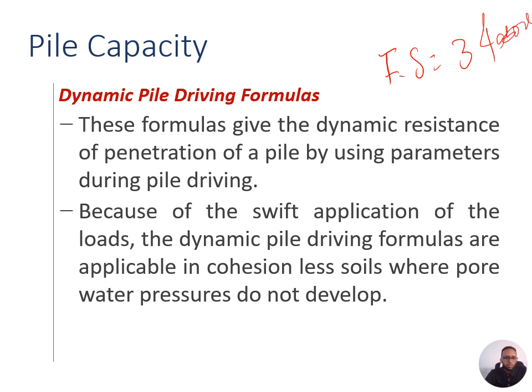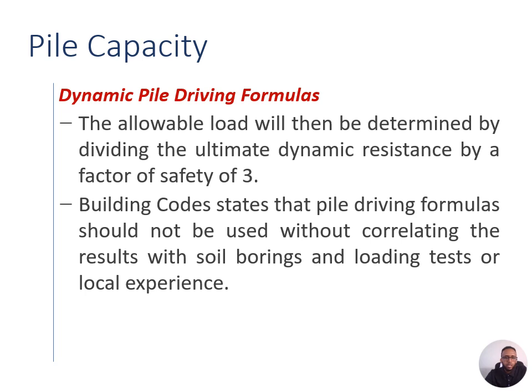As you can see here, we have already discussed the ultimate dynamic resistance can be divided by a factor of safety 3, so that we can say the Q allowable using pile driving formula. Q allowable of the pile driving formula is the Q ultimate of the pile driving value divided by the factor of safety, which is equal to 3, a minimum value.